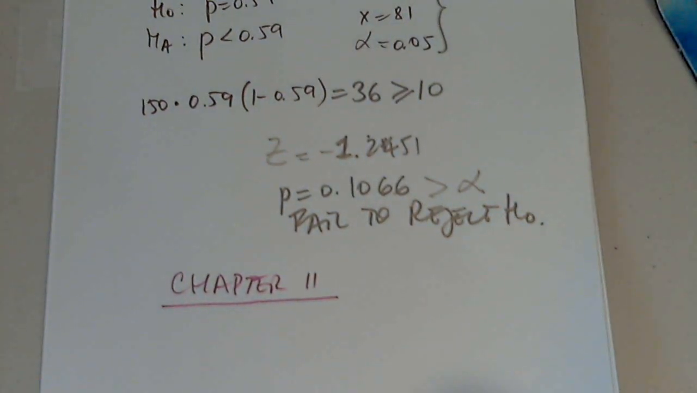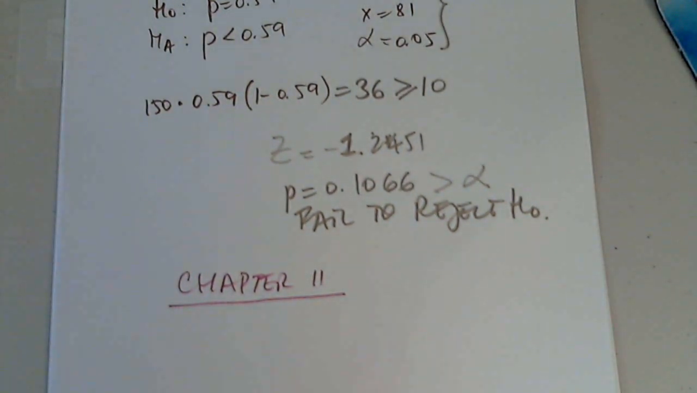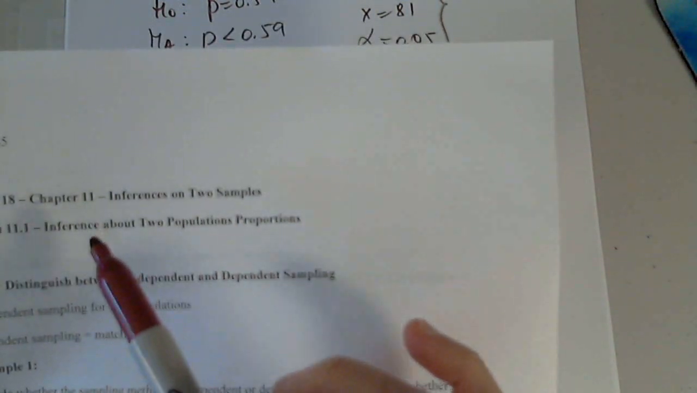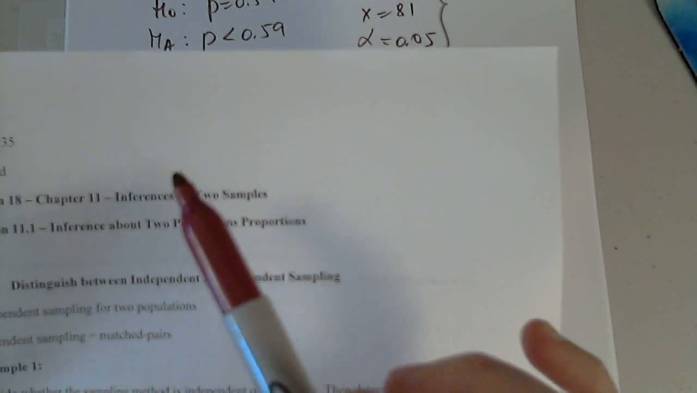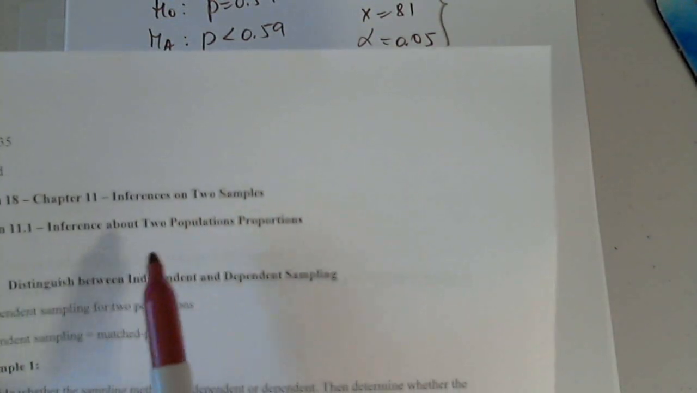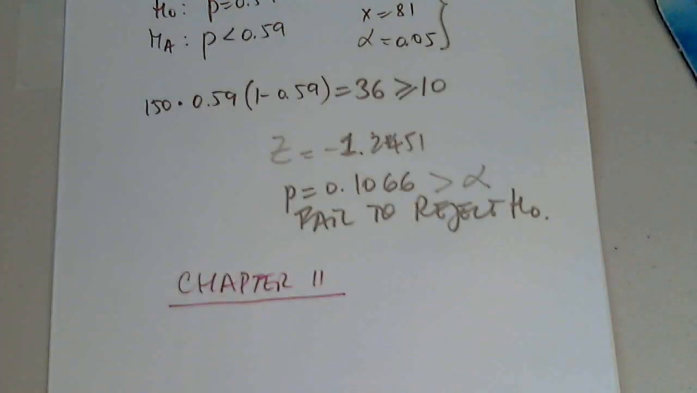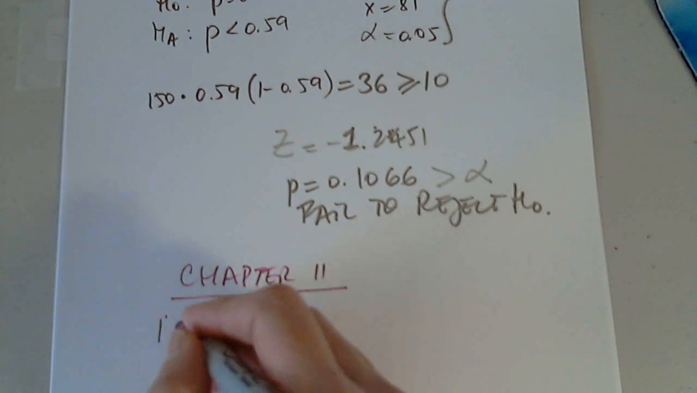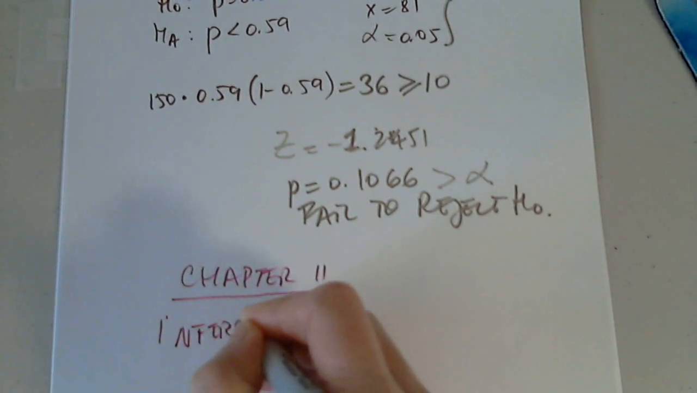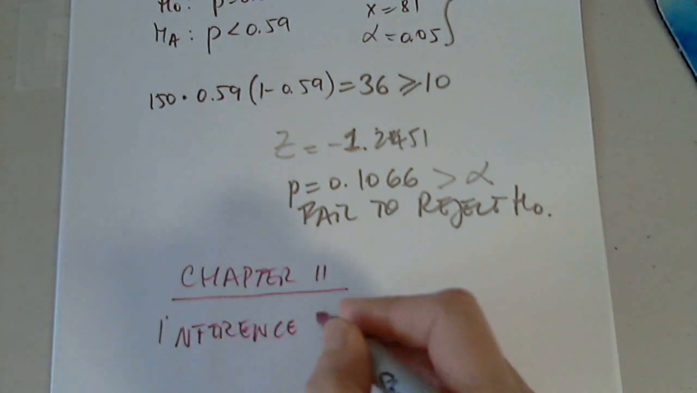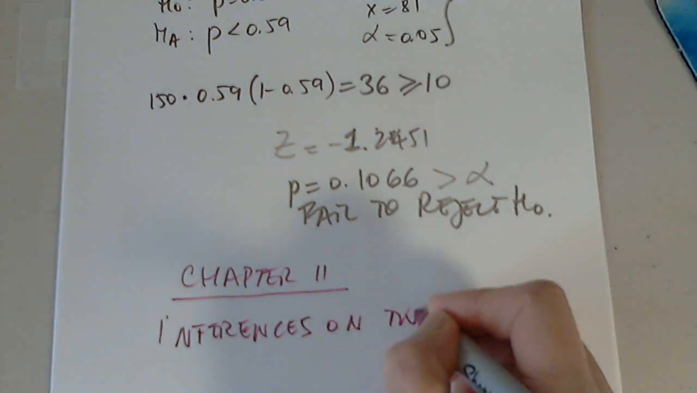Inferences means determining confidence intervals. So the word inference covers determining confidence intervals, determining point estimates, running tests of hypothesis, everything that we've done in the past, but now for two populations. Okay, so inference, it's inferences on two samples.